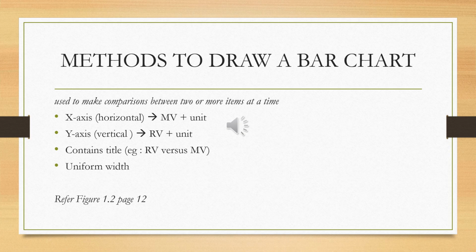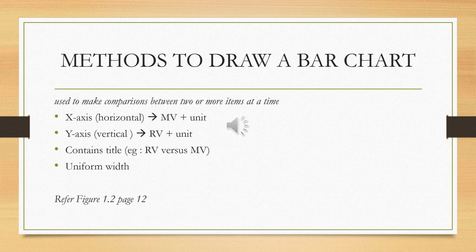As usual, we must have x-axis and y-axis. X-axis is our manipulated variable plus unit. Y-axis is a responding variable plus unit, so it's just the same. It also contains a title. This time we just mention RV, our responding variable, versus MV. Don't put the word graph, just like the line graph, no need. The title is there, you just straight away go to RV and MV.